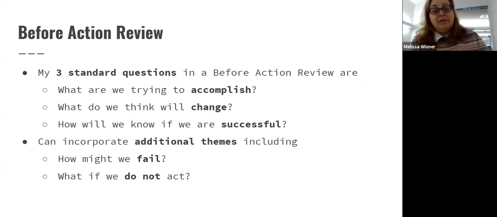So the way that I tend to approach a before action review, same format. I have 3 standard questions that I ask. So what are we trying to accomplish? What do we think is going to change? And how will we know if we're successful? And why those 3 particular questions?